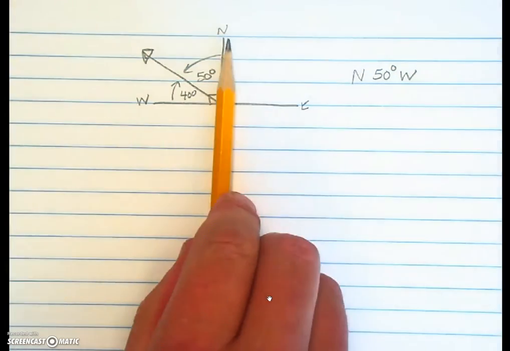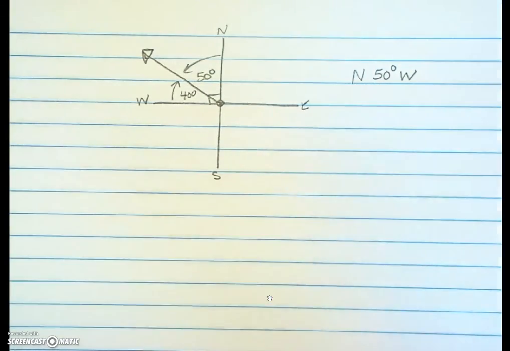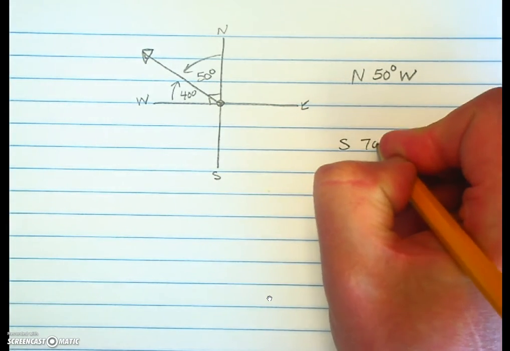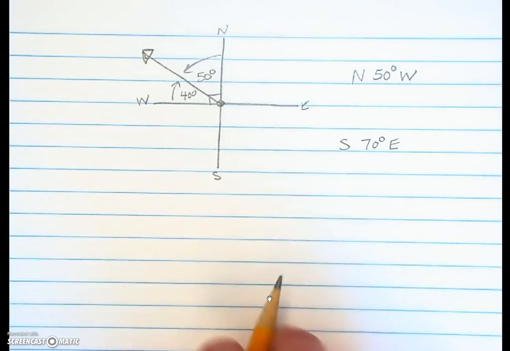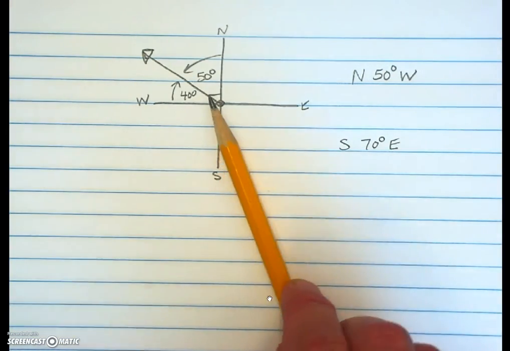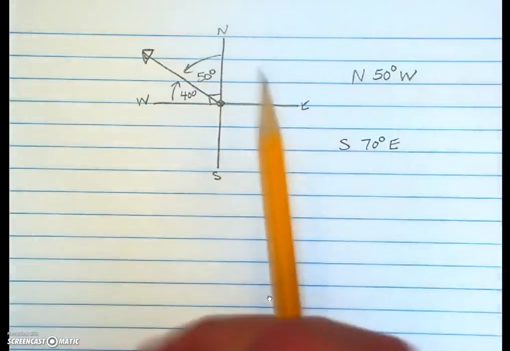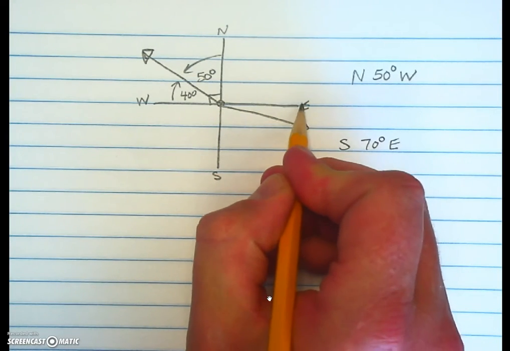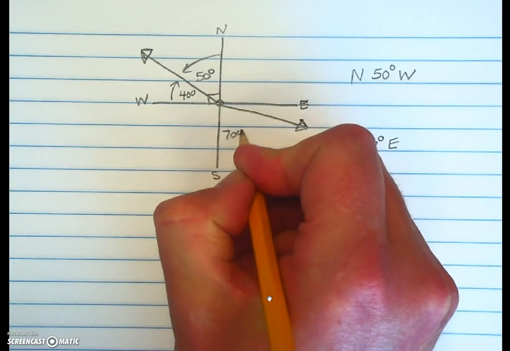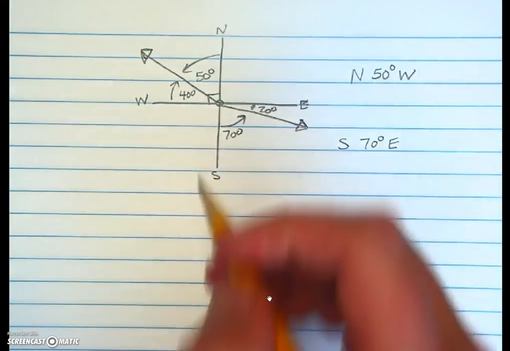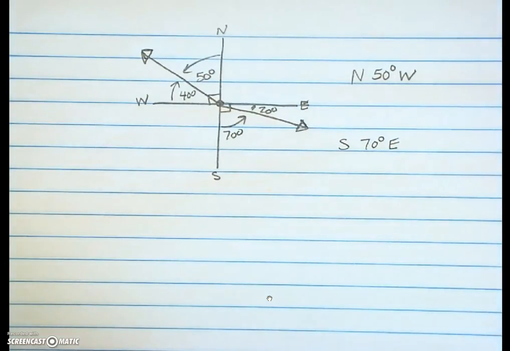But when you do a bearings problem, you always go off the north-south line. So let's just say I wanted to go south 70 degrees east. What I would do is start here on my south line and swing 70 degrees all the way over towards the east. That would be a 70-degree angle right there, which means that would be a 20-degree angle right there, because again, they have to add up to be 90.